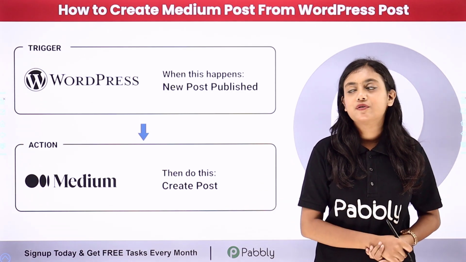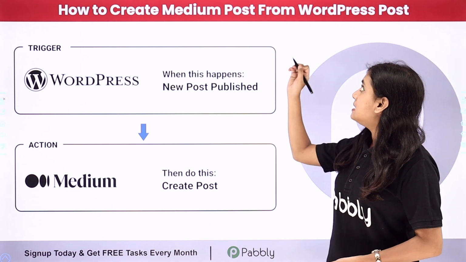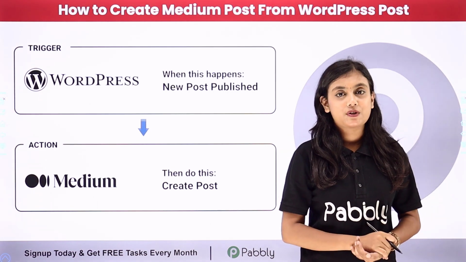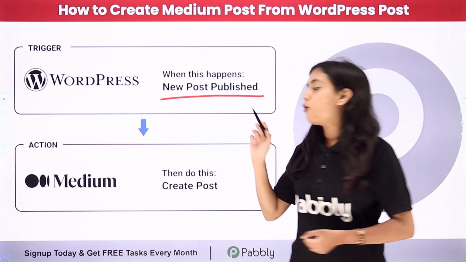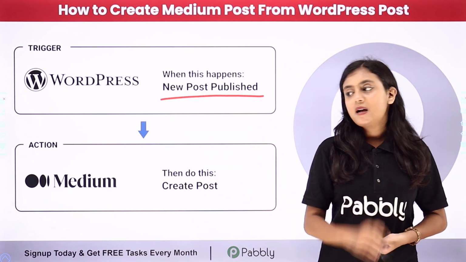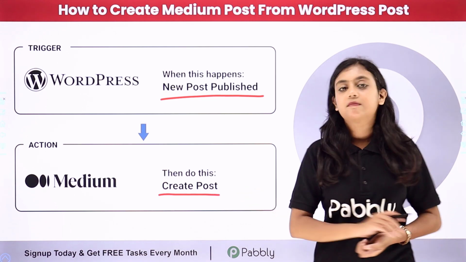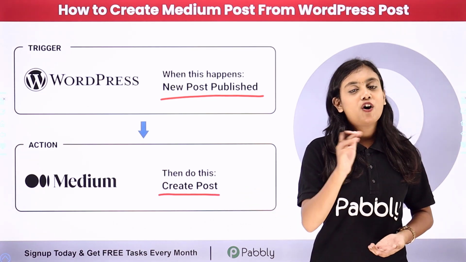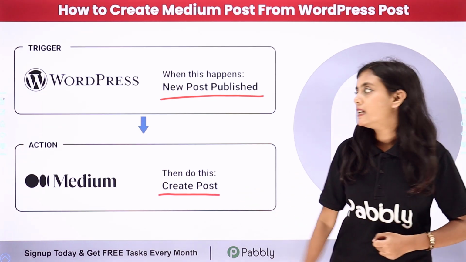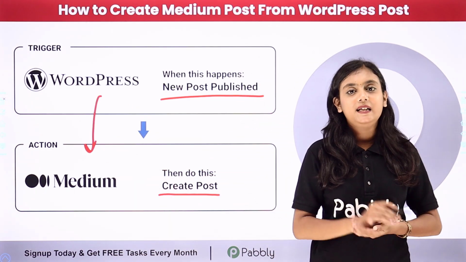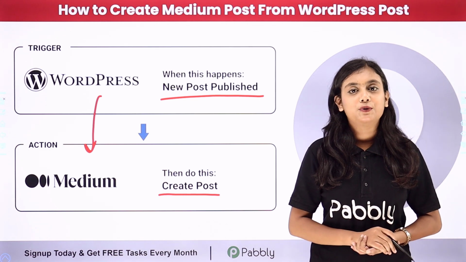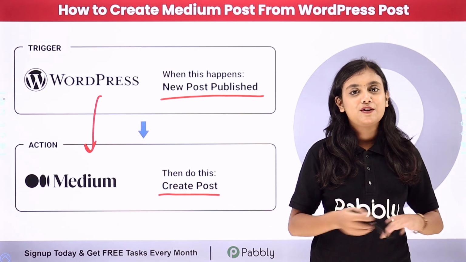In this video we're going to learn how to create Medium post from WordPress post. So my objective is that as soon as I'm going to publish any post on my WordPress account, automatically I want to create that same post in my Medium account as well. For that, what we are going to do is we're going to simply create an automation between WordPress and Medium with the help of Pabbly Connect. So if you want to learn how to do this amazing automation, then let me take you all to my screen.